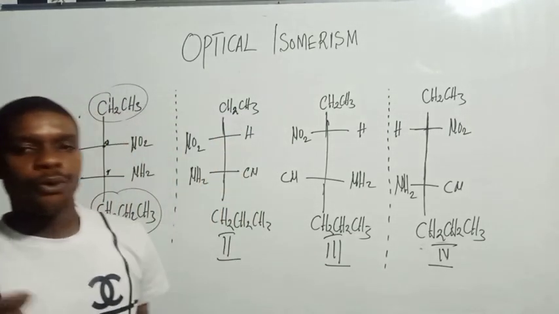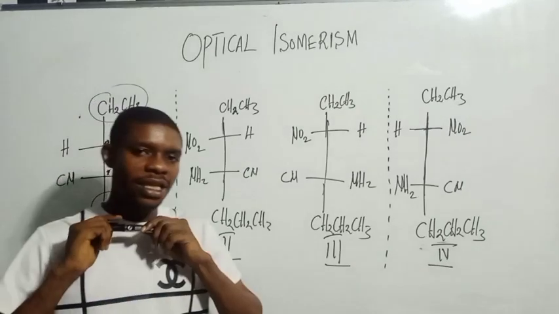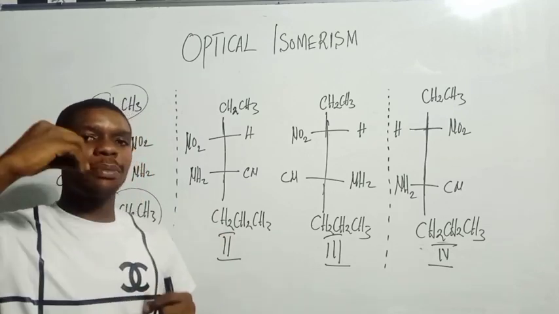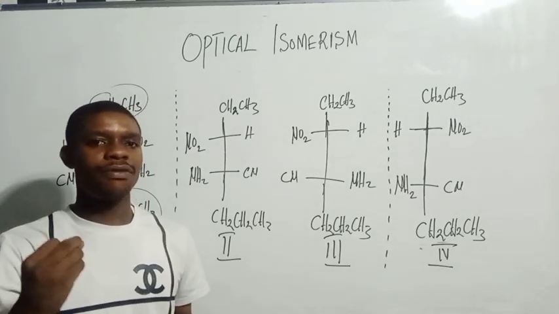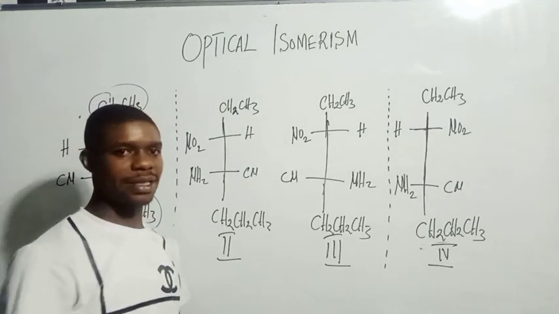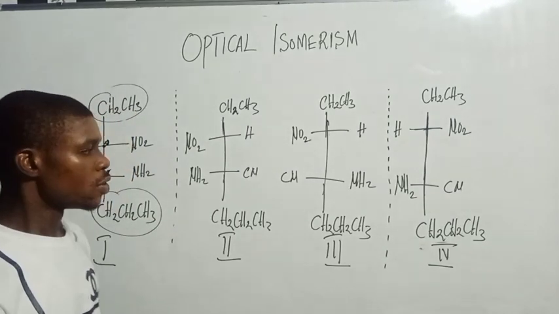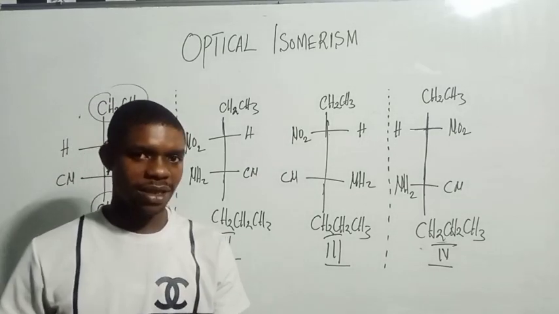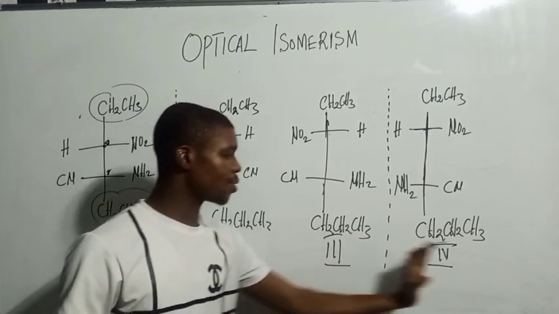From here now, when a molecule only has one chiral center, it cannot have diastereomers, it only has enantiomers. That molecule needs its mirror image. But when a molecule has two or more chiral centers, that's where you are now going to have what we call enantiomers and diastereomers. So now look at something here. If they ask you here, what are the enantiomers? The enantiomers are 1 and 2, then 3 and 4.